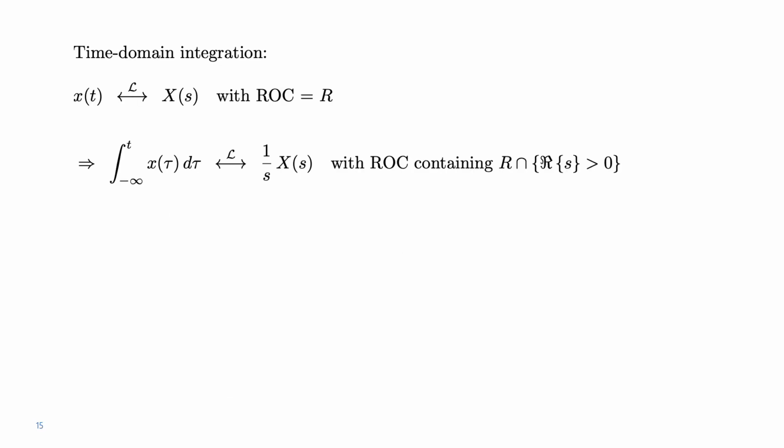What about time domain integration? Well, in the case of integration, the integral function of x of t, which can be written as the integral between minus infinity and t of x of tau d tau, where tau is a mute variable, will have as a Laplace transform the original X of s divided by s. So 1 over s, X of s. And the region of convergence, because of such division by s, which introduces or might introduce a pole in s equals 0, will contain R intersection real part of s larger than 0.